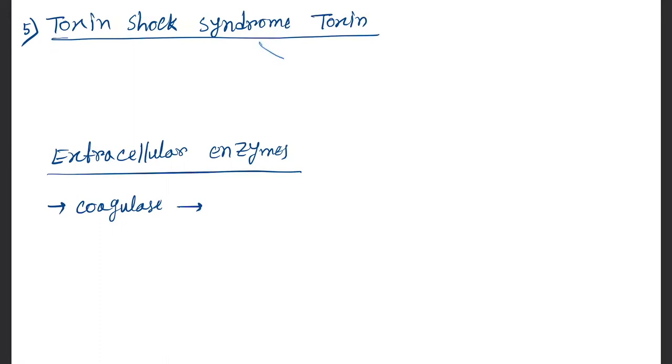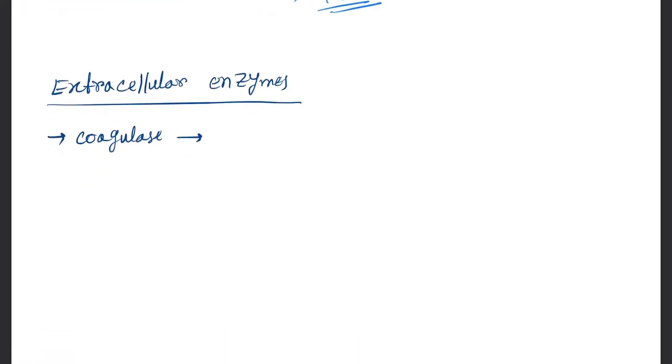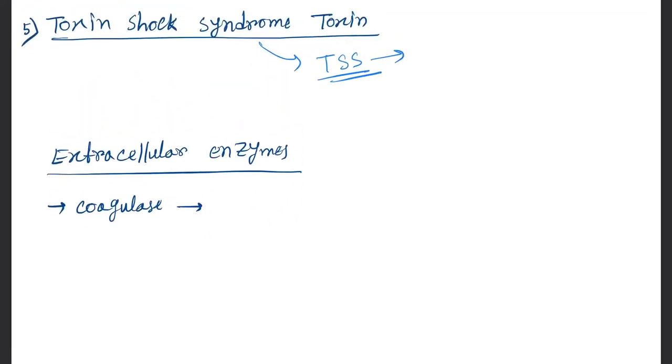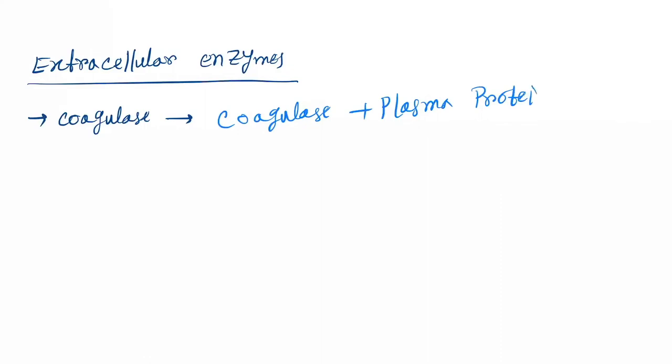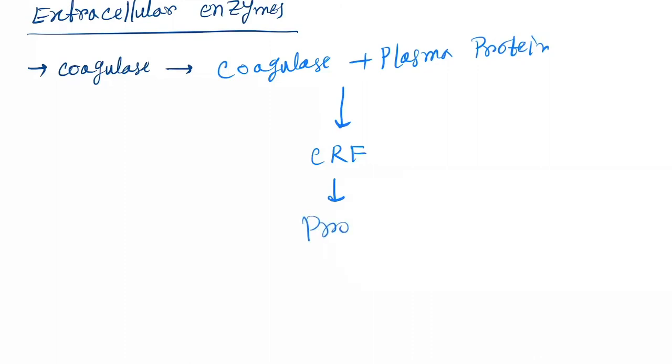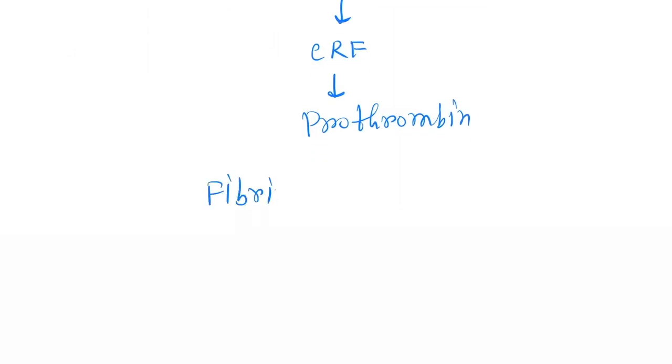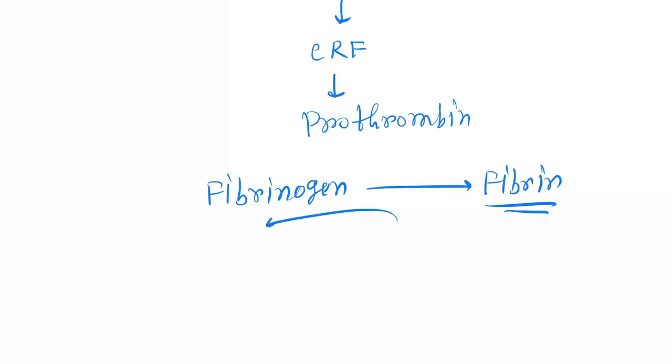Another one is toxic shock syndrome toxin, which causes toxic shock syndrome. If you want to learn in detail, then please go to the annotation, or you will also find the link in the description box. Next, extracellular enzyme. The enzyme coagulase binds with plasma protein and forms CRF, the coagulase reacting factor, and it activates prothrombin, which causes the formation of fibrin from fibrinogen.